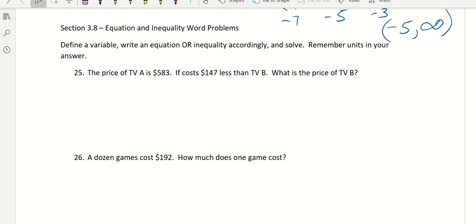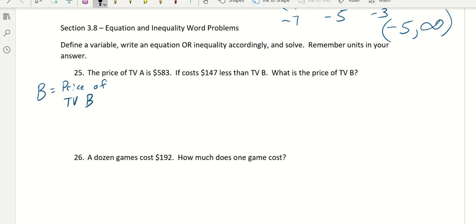The price of TVA is $583. It costs $143 less than TVB. What's the price of TVB? Okay, are we able to calculate exactly what TVB costs, or is there going to be a range, you think? It says here it costs $143 less. We do know exactly what TVB is going to cost. We've got to calculate it though. So what do we not know? We'll say B is the price of TVB.